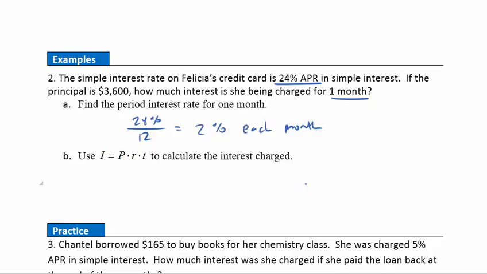in period interest rate. Now we want to go ahead and use the formula to find out how much she's going to get charged. So the interest she's going to get charged, the principal, which is $3,600, times the interest rate, which in this case is 2%, so that's 0.02, and then the time, well, she's only being charged here for 1 month, so that time is still going to be just one. So the interest charge then is just going to be $3,600 times 0.02. And so that'll give us $72.